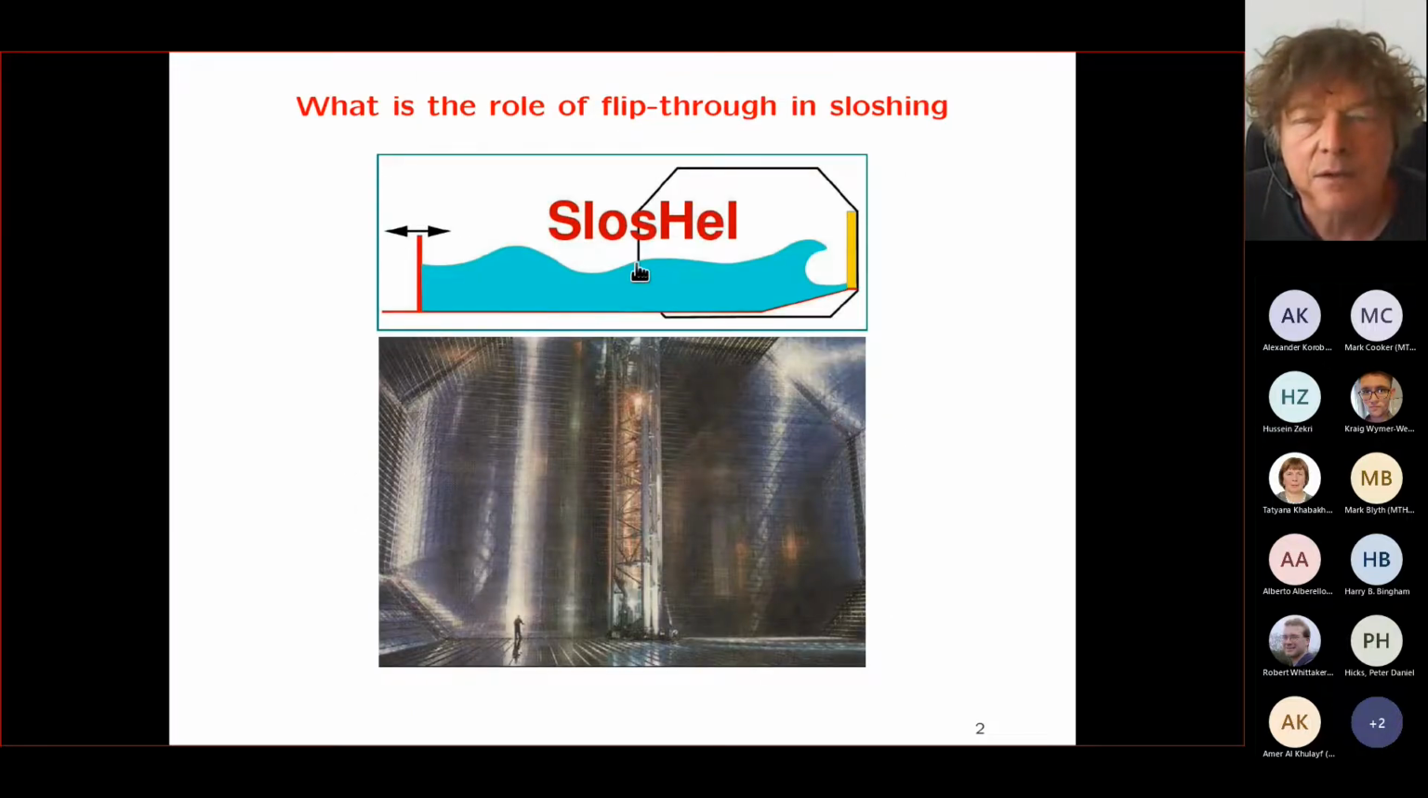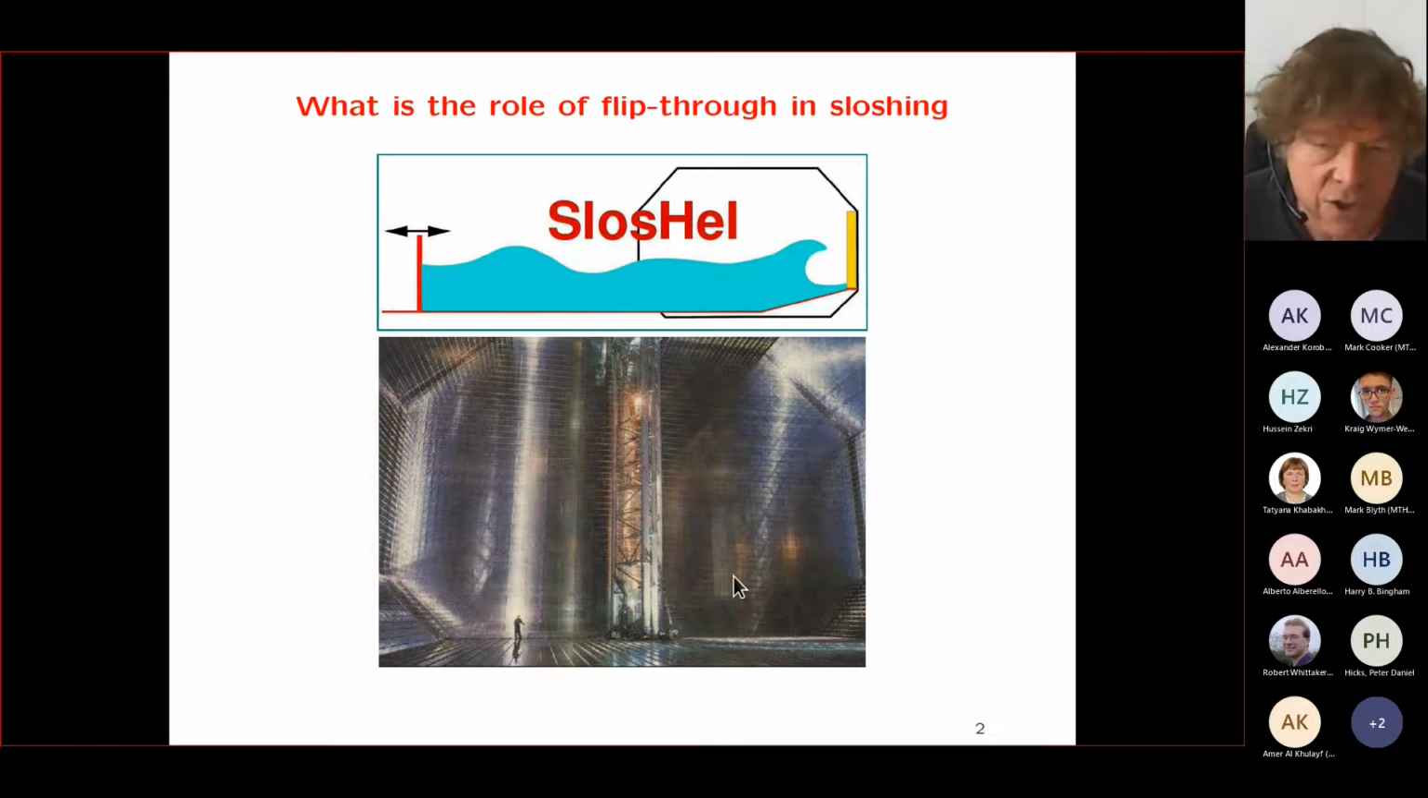Flip-through has been used as a concept actually in this Slow Shell project, which was a JIP. I won't show you the movie, but for those who are interested, I could. Actually, the purpose was to develop a methodology to anticipate the large fluid motion in this tank for LNG.